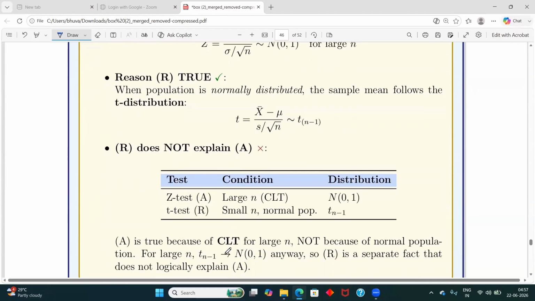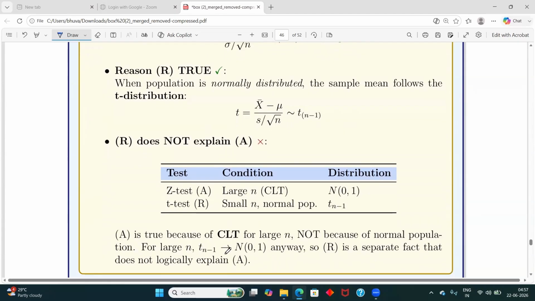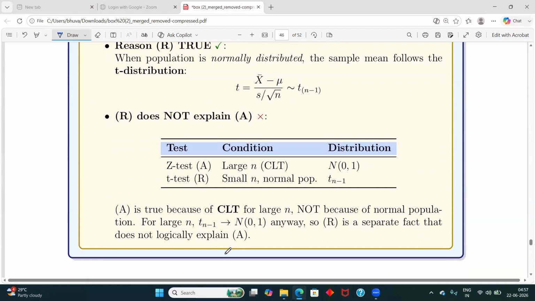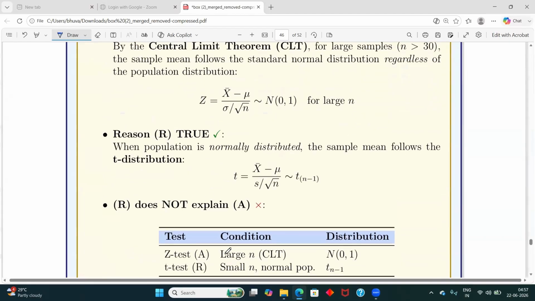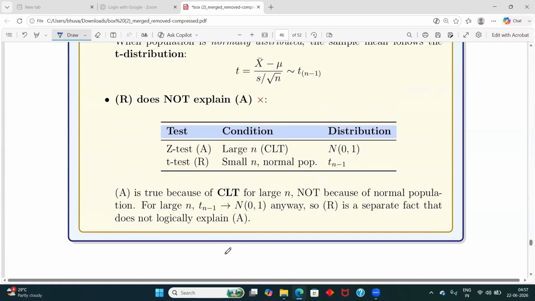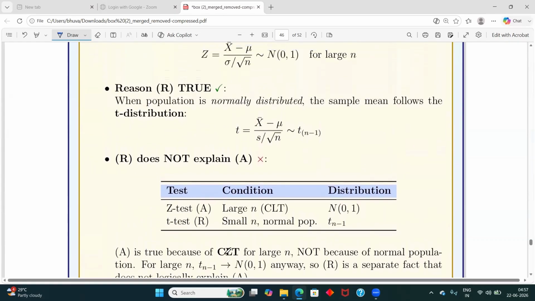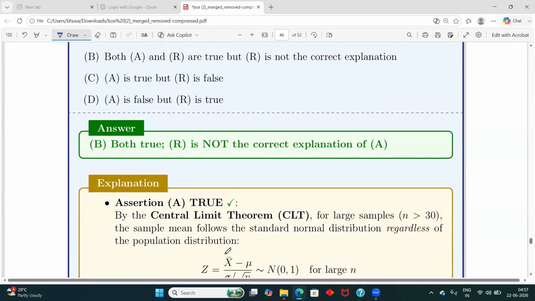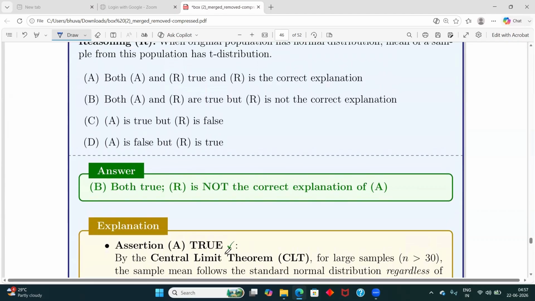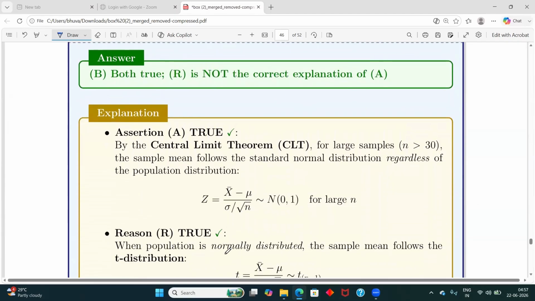Condition: for a large sample we can use the Z test. In a small sample we use the t test, with a normal population. So A is true because of the central limit theorem for large samples, not because of a normal population. R is also true, but it is not a logical explanation of the assertion. So the correct option is B: A and R are true, but R is not the correct explanation.